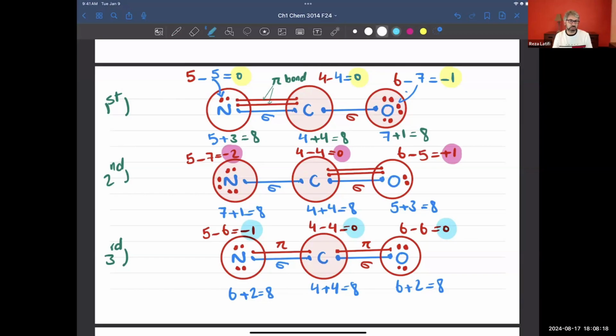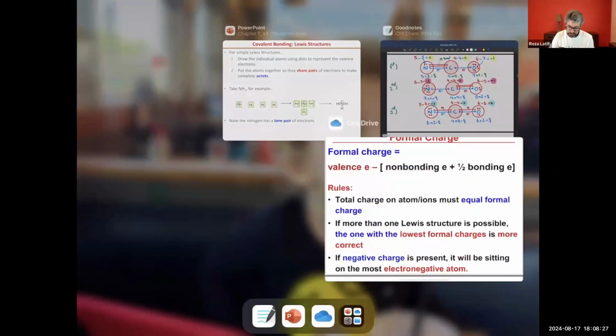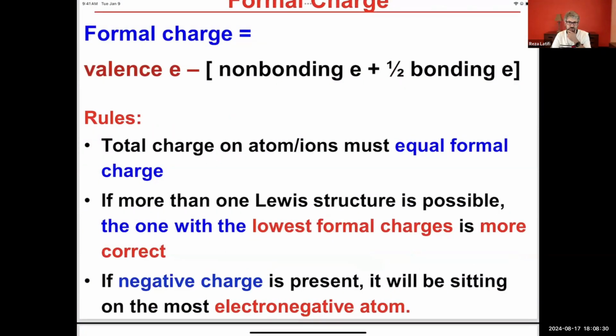Now, time to talk about what's the best and what's the worst Lewis structure. When you find the formal charges and you add them, the total has to be equal to the charge of the anion. And we proved it in all Lewis structures. We got them equal to minus 1.